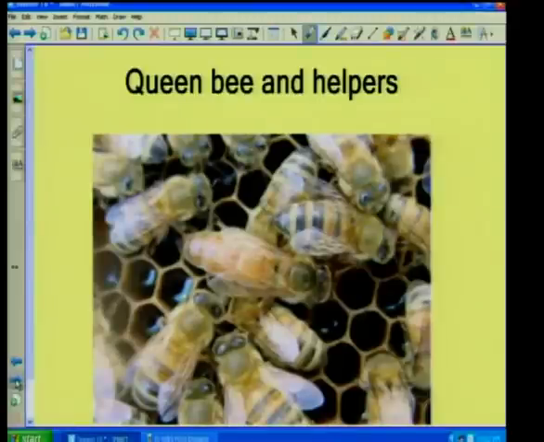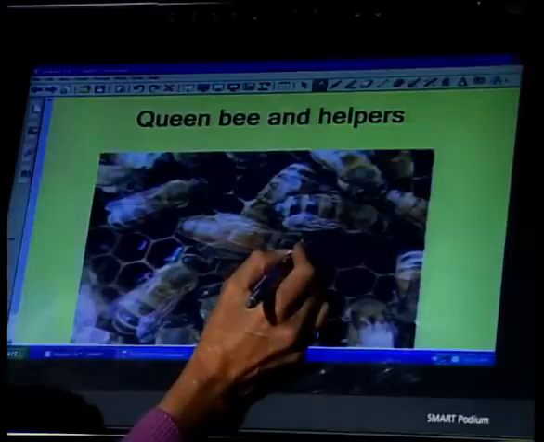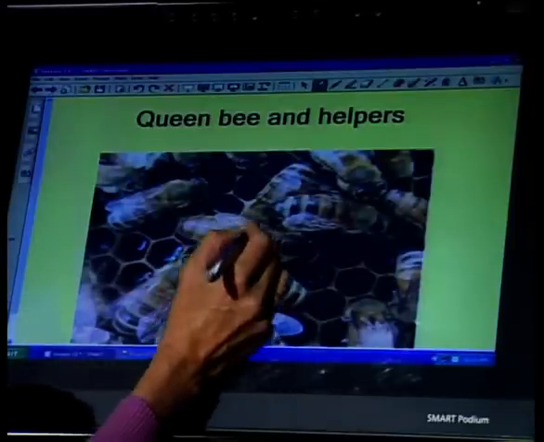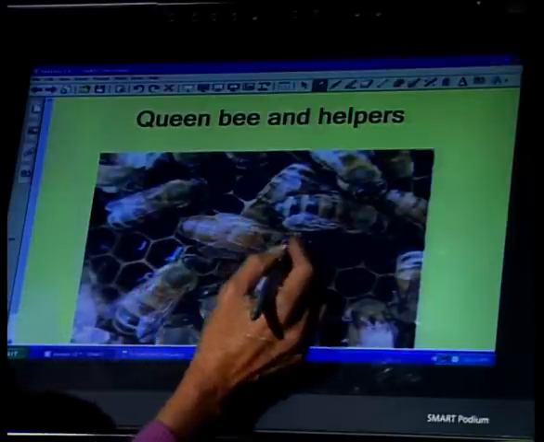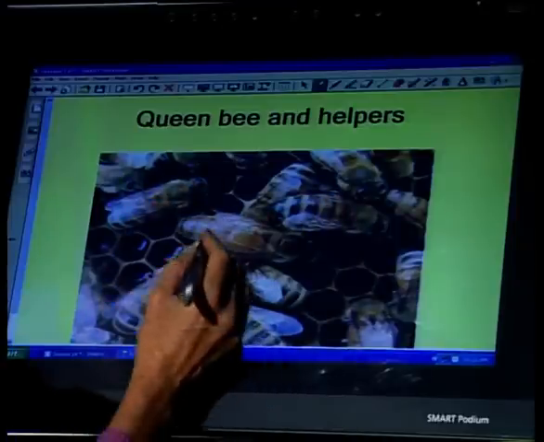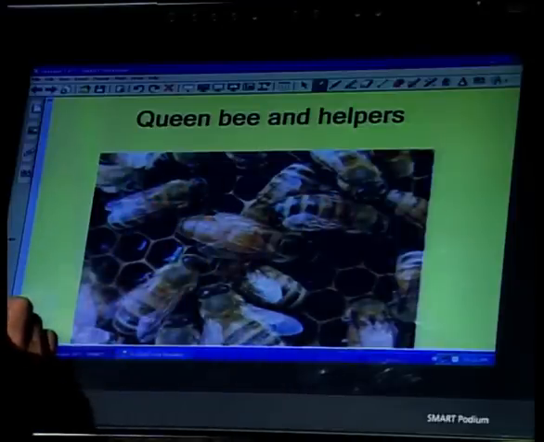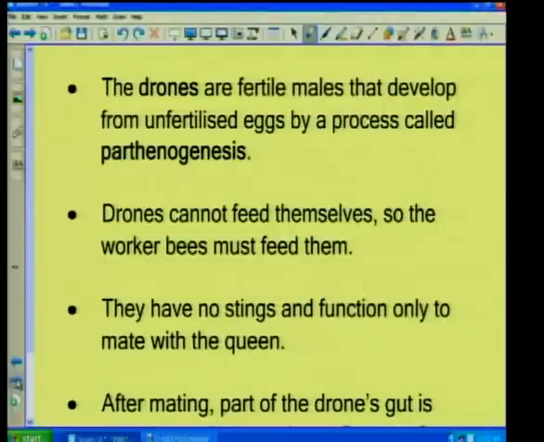Okay, queen bee and her helpers. Here's our queen bee. This is clearly before she's now got ready to mate, because her abdomen here is not large enough. But here you've got all the little helpers and they're checking her out and making sure that she's okay.